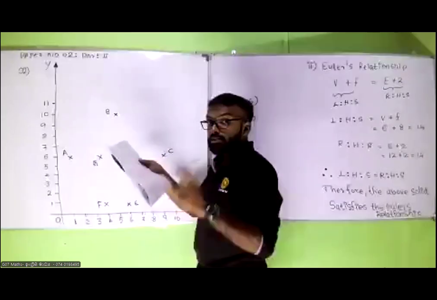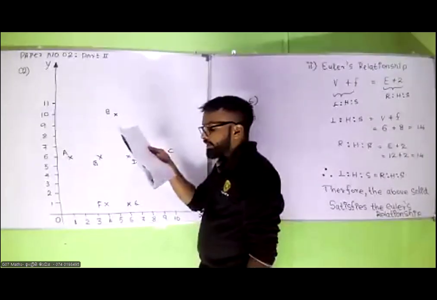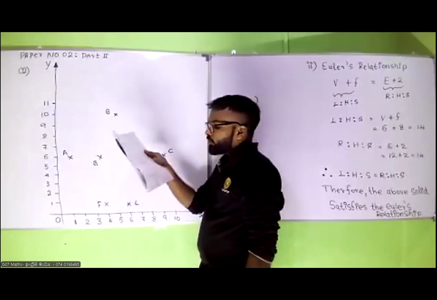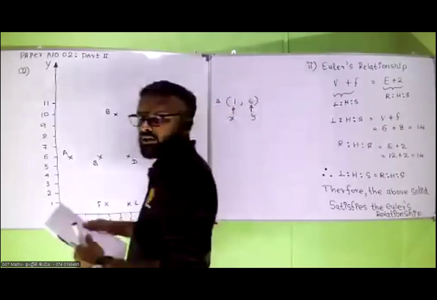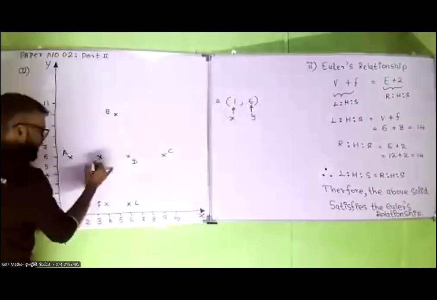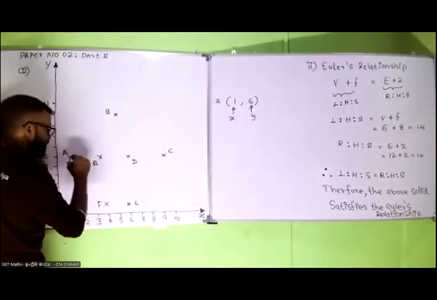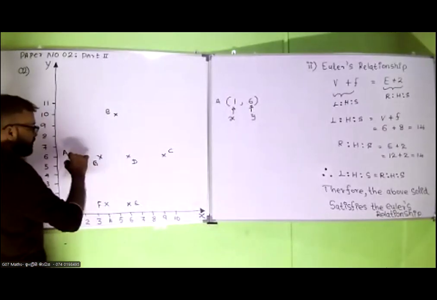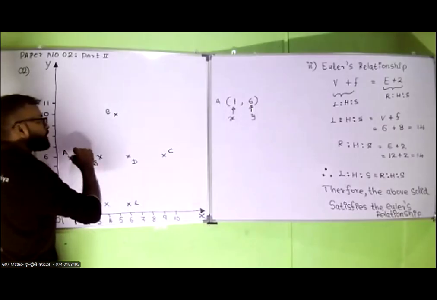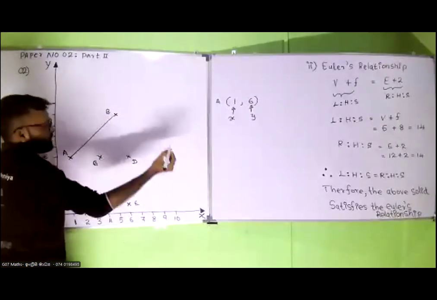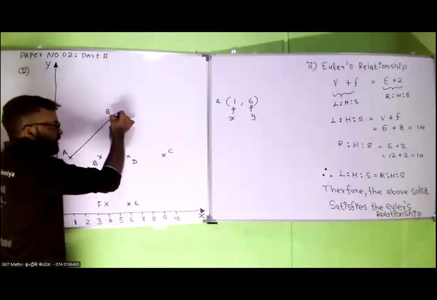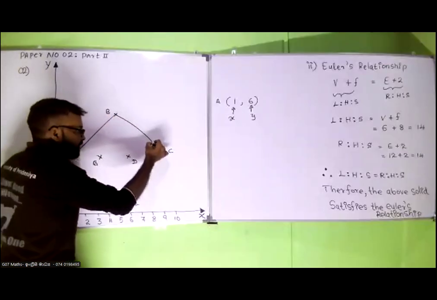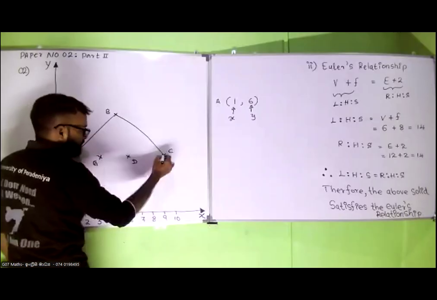Join the above points. In the second question, they asked to join the above points in the order so that a closed figure is obtained. So, shall we join? We have to obtain a closed figure. From A, I will join A and B like this. Then B and C in the order, alphabetical order. Then C to D.